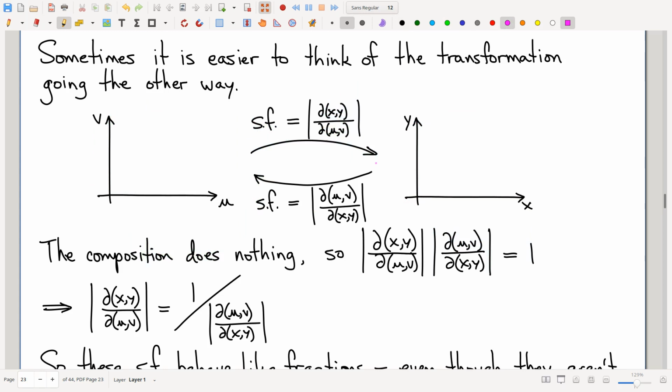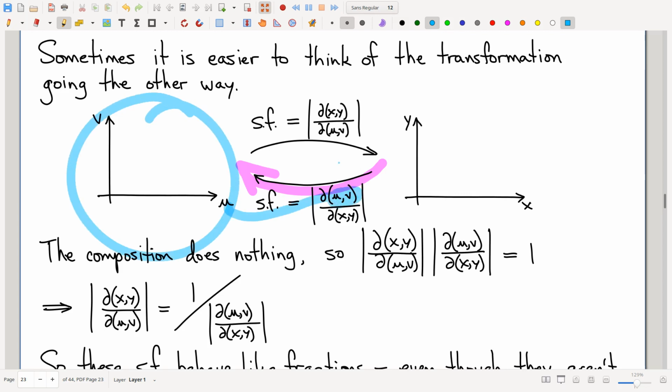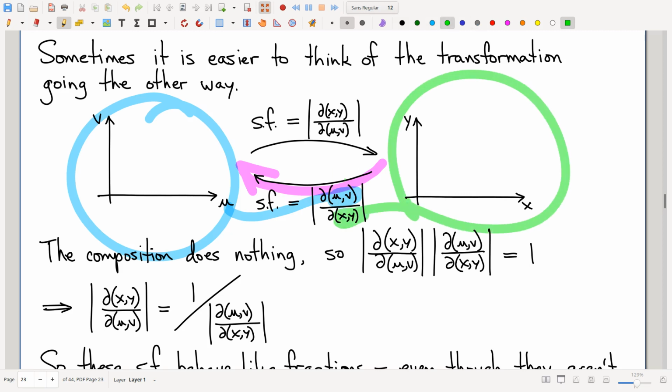Well, now what if the function was going the other way? What if u and v are functions of x and y? Well, there's nothing magic about right versus left. It's just inputs and outputs. And so, same general idea. u and v now are the outputs whose partials we take with respect to the now inputs x and y. So this little expression here is the stretching factor of the sort of backwards change of variables function.